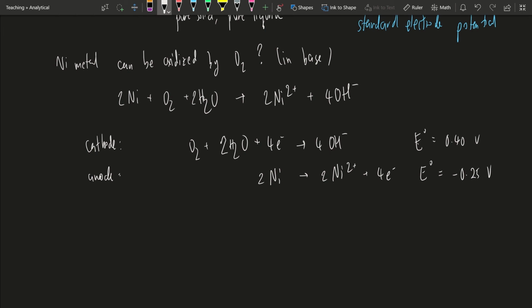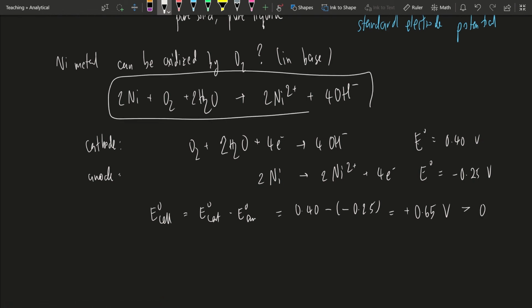So the E cell is going to be E cathode minus E anode, which is what? 0.40 minus minus 0.25, which is plus 0.65 volt, which is more than 0, which means that this reaction is spontaneous. In other words, nickel metal can be oxidized by oxygen in basic condition.